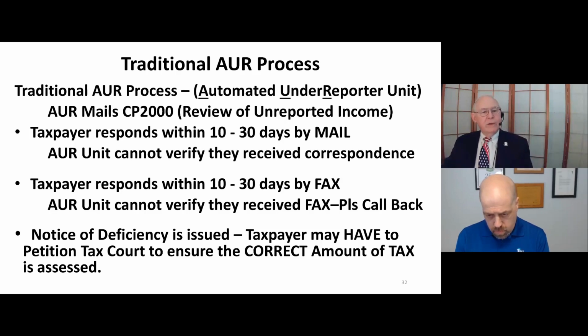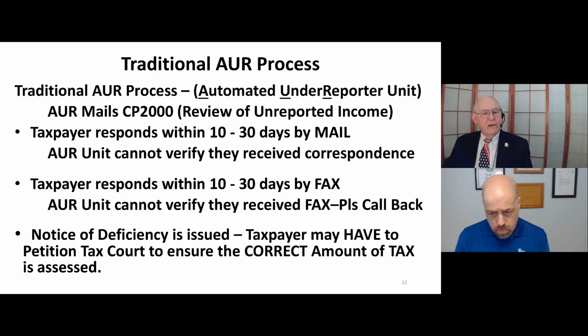AUR mails a CP2000, a review of unreported income. Taxpayer, let's assume, responds within the 10 to 30 days by mail. Then you call the AUR unit, and they can't confirm they received the correspondence, and they'll say, call back. Or you do the same thing by fax. They can't verify that they've had the fax. They can't tell you if it's ever been received, and they'll tell you to check back in 2 weeks or a month. So really a frustrating kind of doing it.